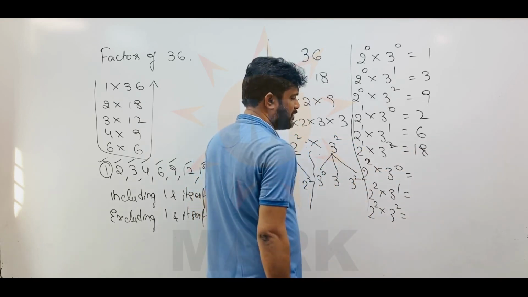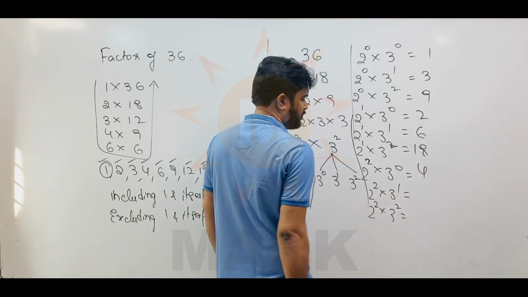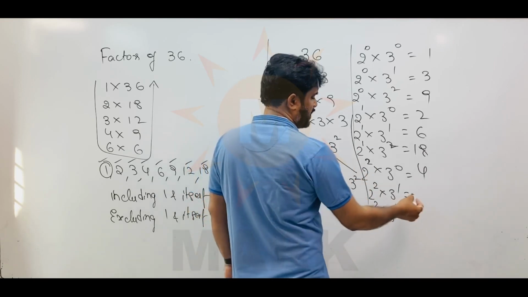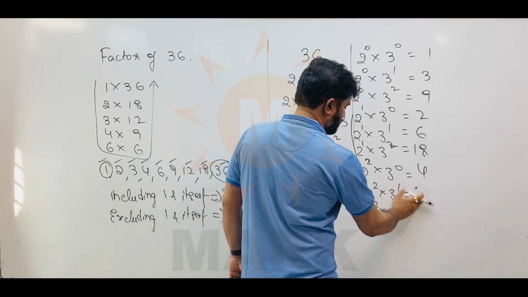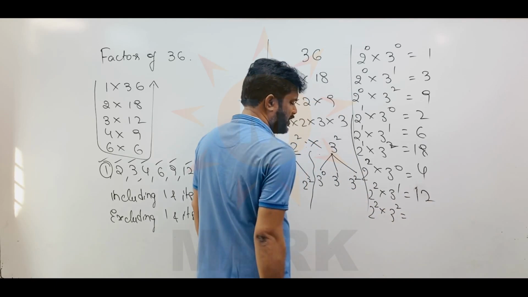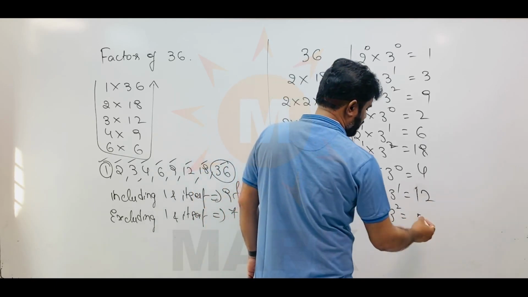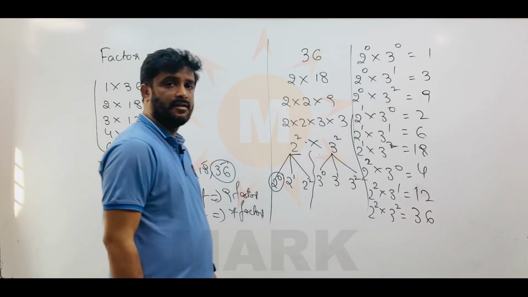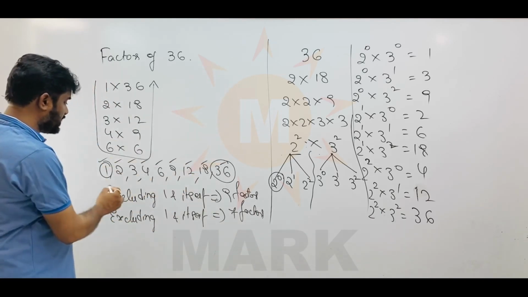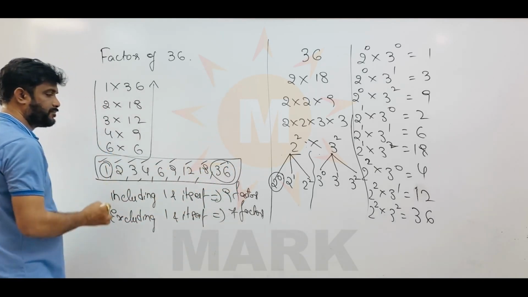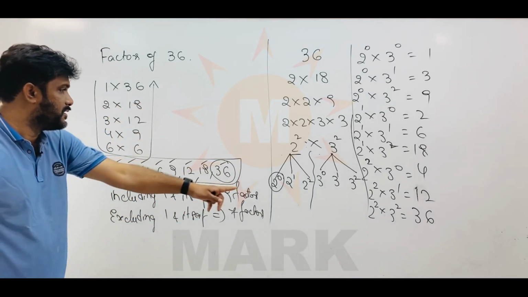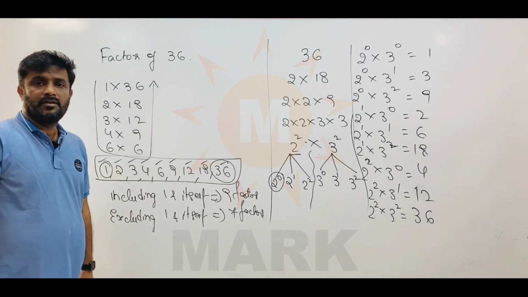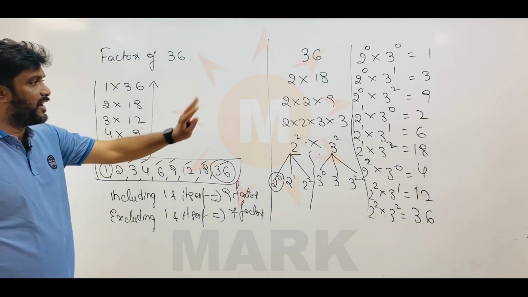2 power 2 into 3 power 0, 4 into 1, that is equal to 4. 2 power 2 into 3 power 1, no, sorry, 4 into 3, 12. So 2 power 2 into 3 power 2, 4 into 9, that is equal to 36. So if you put them in an order, you will get the same numbers, the factors. So this is the actual method to find the factors.